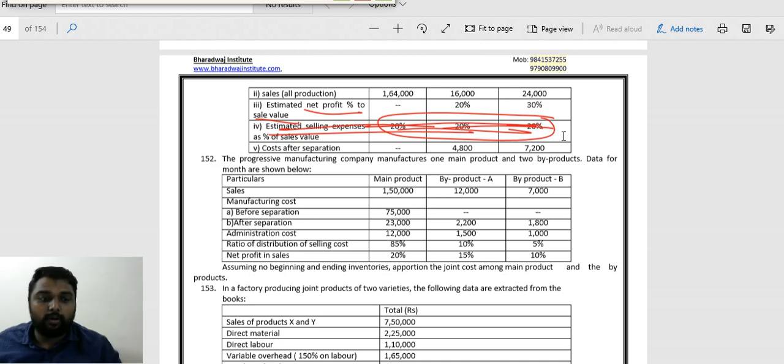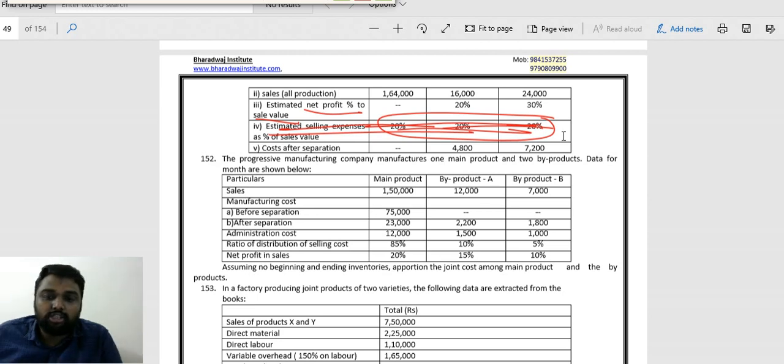Question number 152. The Progressive Manufacturing Company manufactures one main product and two byproducts. Data is given: main product, byproducts A and B, sales. Manufacturing cost before separation is 75,000. After separation, administrative cost, ratio of distribution cost, net profit. Assume no beginning and ending inventory.